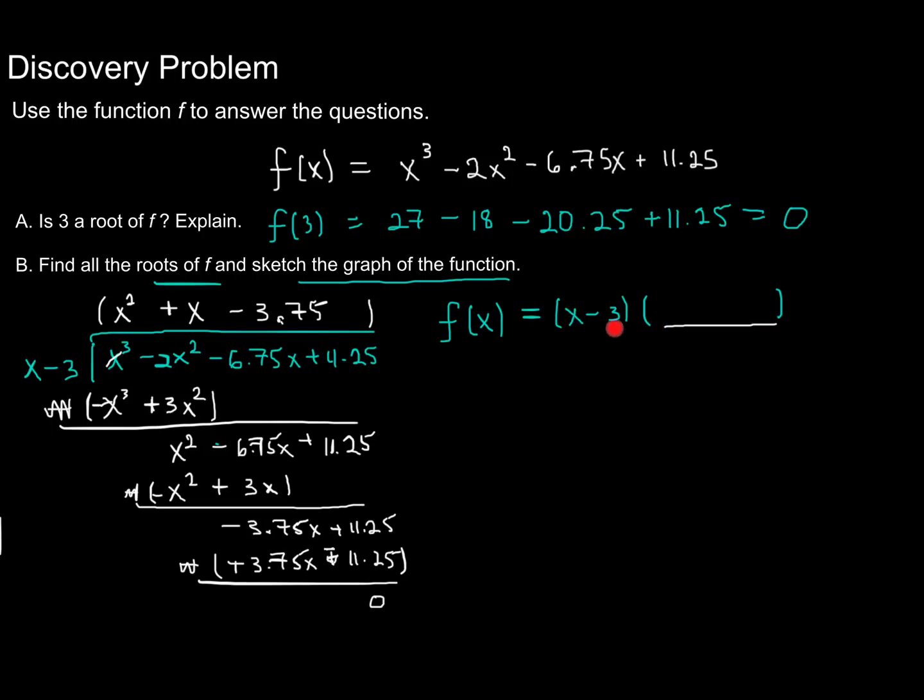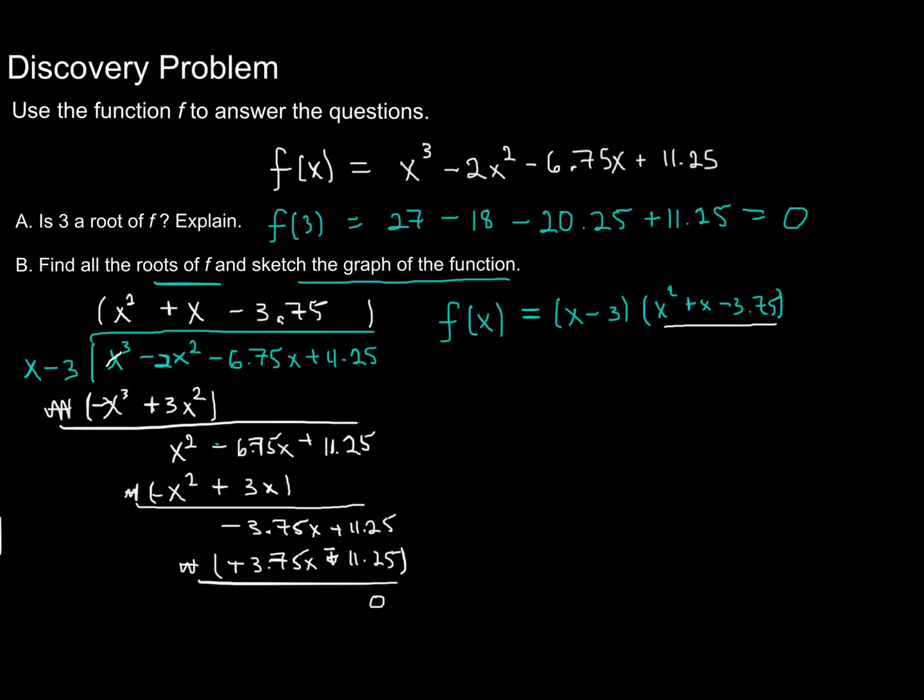I know that when I multiply x minus 3 by this quadratic, I'm going to end up with the original equation. So I can rewrite f of x as exactly that, x minus 3 times x squared plus x minus 3.75. So what you notice is that we've factored our function. We have one linear factor, x to the first power minus 3, and then we also have a quadratic factor, x squared.